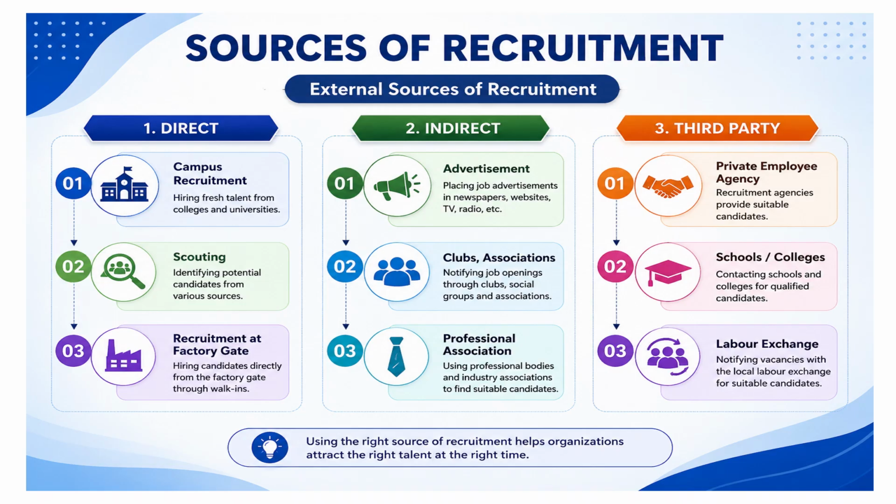The first one is direct source of recruitment. In direct source of recruitment, the company directly contacts job seekers without involving any middleman. Here again, the direct source methods are divided into three sub points. The first one is campus recruitment. Many organizations visit colleges and universities to hire fresh graduates. This process is called campus recruitment.